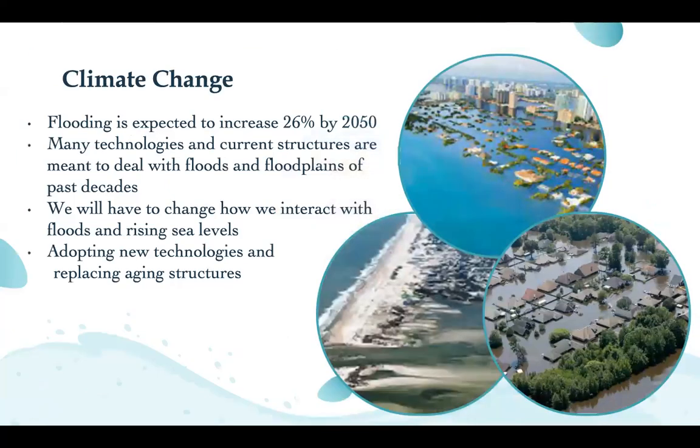One important thing to think about here is climate change, since flooding is expected to increase 26% by 2050 because of rising sea levels and increasing temperatures, which increases rainfall and frequency of storms. Many technologies and structures are outdated, looking at flood patterns from the past decades and even centuries. So we really need to change how we interact with floods and rising sea levels and adopt new technologies and replace aging structures, making everything really sustainable and suited to the coming environment.